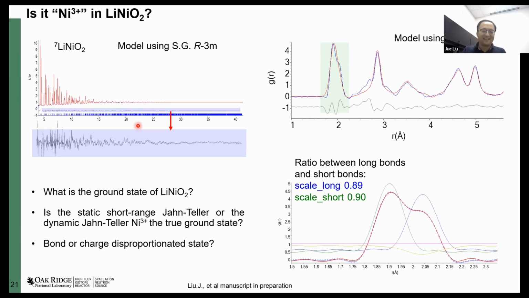Sorry. Yeah, so I think you can see that we will have some residues, which indicates that we will have short-range structures. But if you look at the short-range structures here, you clearly see that the ratio of shorter nickel-oxygen bonds to longer nickel-oxygen bonds is not a 2-to-1 ratio for the Jahn-Teller distorted state. Instead, it's closer to a 1-to-1 ratio.